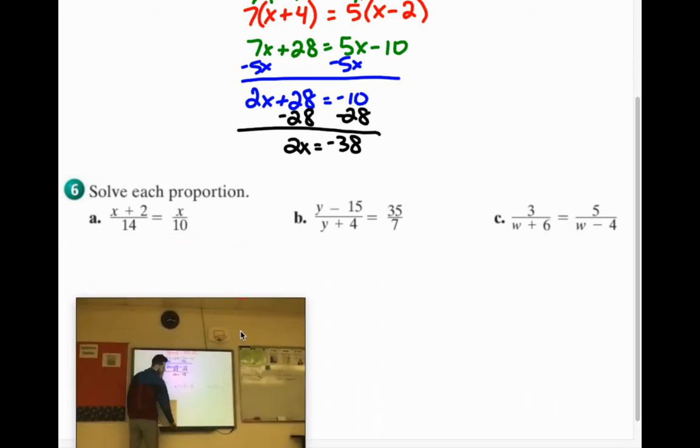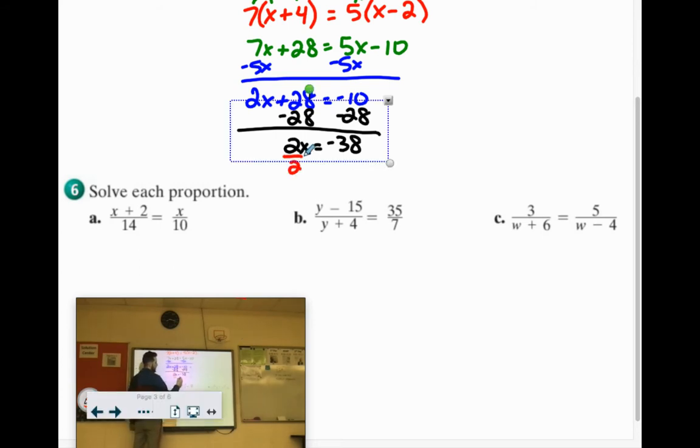And then we'll divide by 2. And we get x equals negative 19.